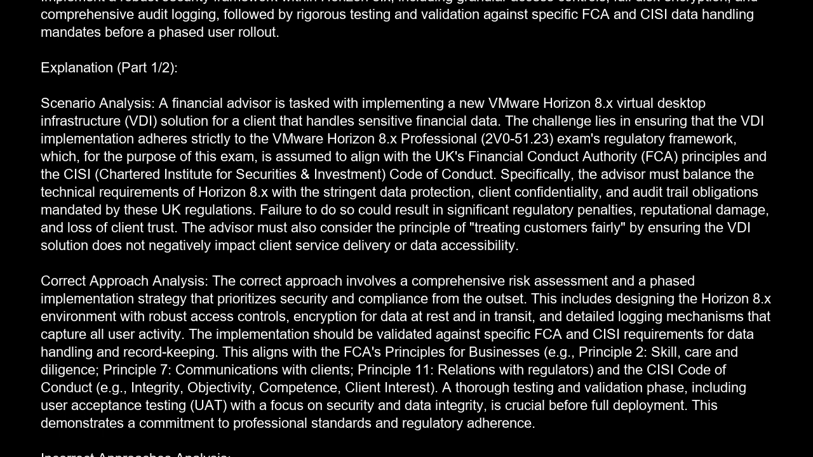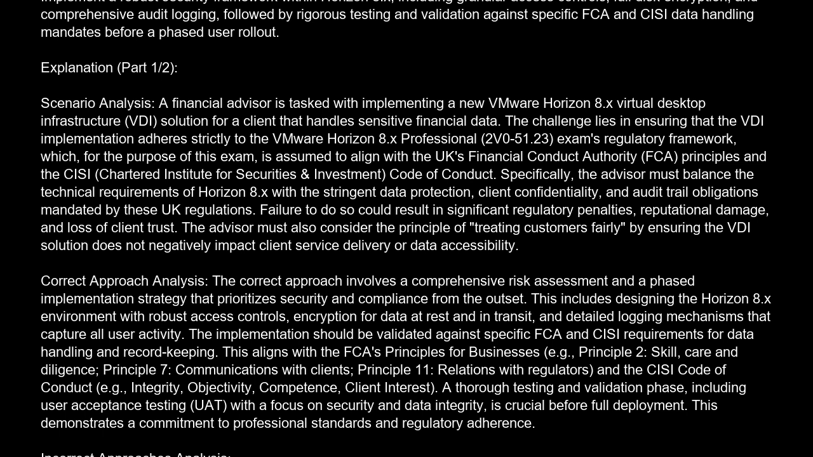Specifically, the advisor must balance the technical requirements of Horizon 8 X with the stringent data protection, client confidentiality, and audit trail obligations mandated by these UK regulations. Failure to do so could result in significant regulatory penalties, reputational damage, and loss of client trust. The advisor must also consider the principle of treating customers fairly by ensuring the VDI solution does not negatively impact client service delivery or data accessibility.